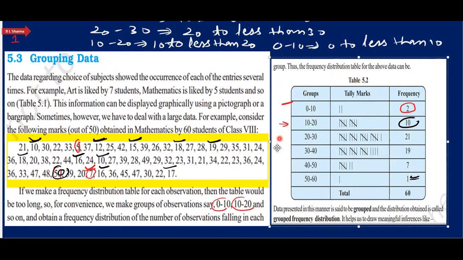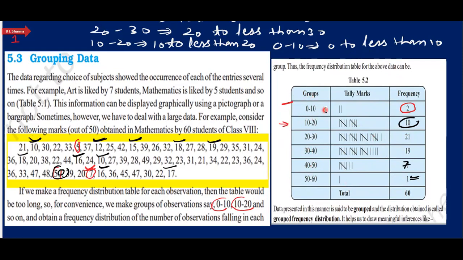So this is called frequency distribution table here. The tally marks, you know, that is 2, and that is 5 and 5, 10, and that is 21 is 5 plus 5 plus 5 plus 5 plus 1. That is 19 means 5 plus 5 plus 5, 15 plus 4, 19. And for 7, that is 5 plus 2. And that is 1 only, so this is 1. So this table is called frequency distribution table.